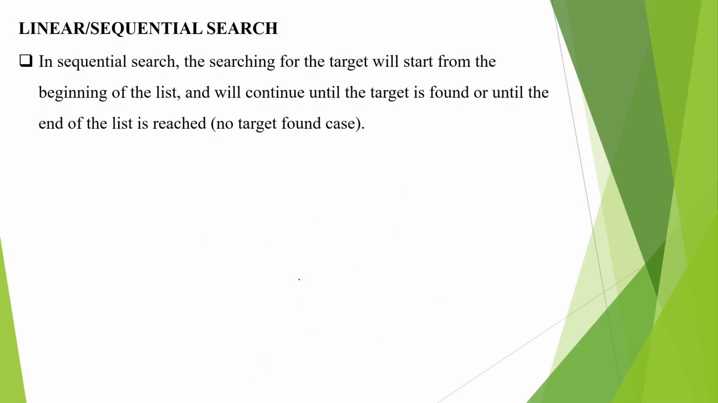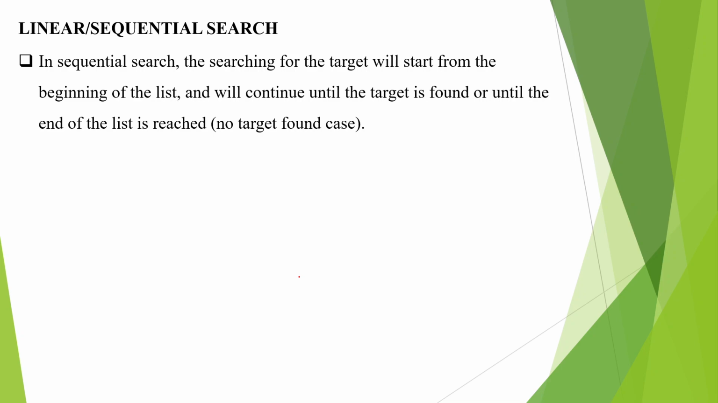First we start with linear sequential search only. In linear sequential search, the searching will be performed from the beginning of the list only, the starting point, the leftmost point. When we represent the list, we represent all elements from left to right. So this technique, linear sequential search, will always start from the leftmost element only.